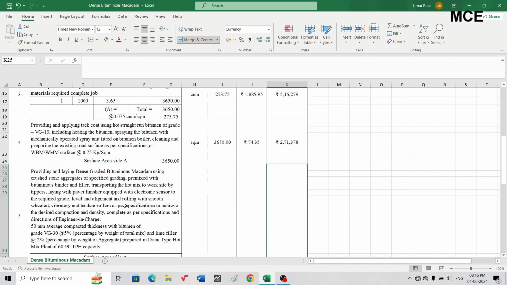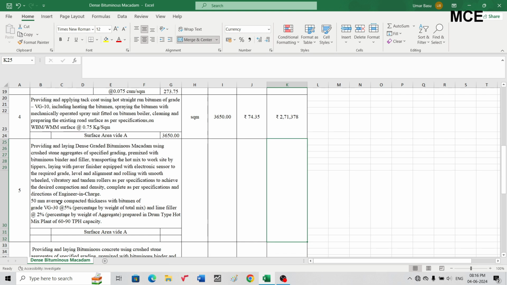This is the dense graded bituminous macadam. This acts as the binder course. So on the WMM, after applying the tack coat, the next layer which you will apply, which acts as a binder course, will be dense bituminous macadam, and its compacted thickness will be 50 mm.